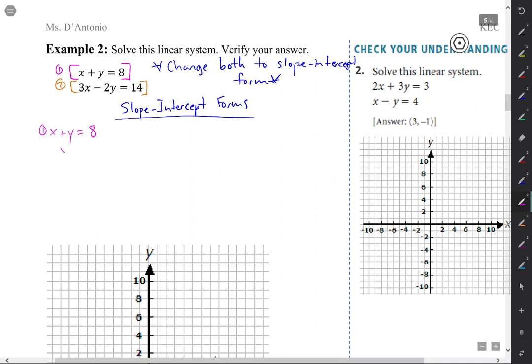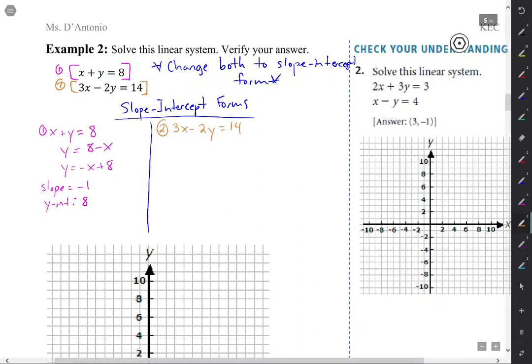So this would turn into y is equal to 8 minus x, and then we would switch it around so that the x comes first. So y is equal to negative x plus 8. So now it's in slope-intercept form, and we can see that the slope is negative 1, and the y-intercept is positive 8. And now let's do the exact same thing to the second equation.